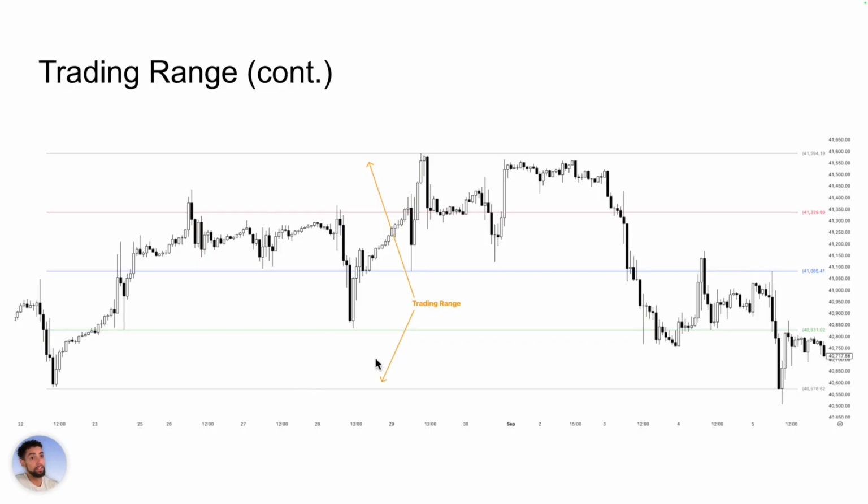So this is the trading range. This low right here and this high right here. You see how price was trading within that trading range for multiple days. I mean, this is a week, 2 weeks of price action.